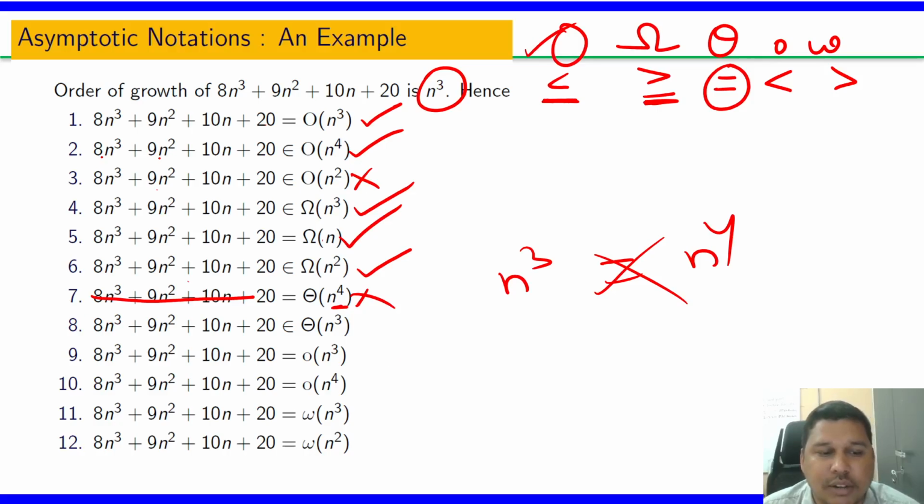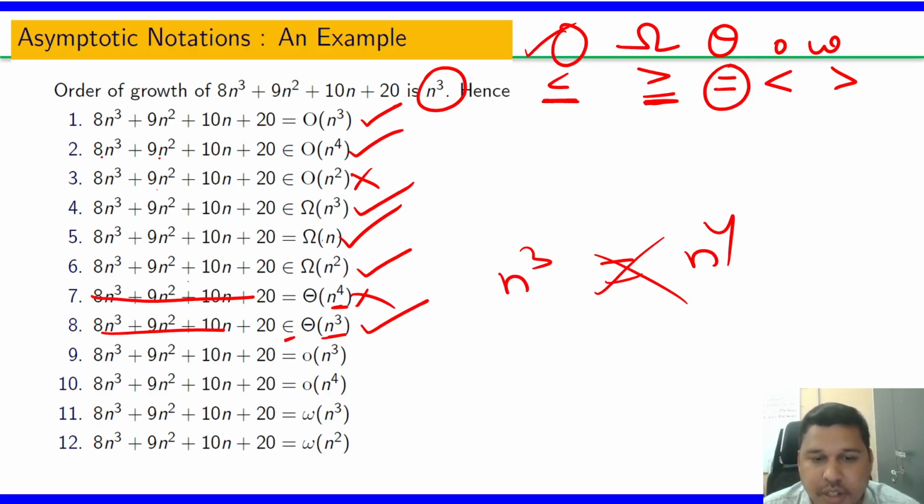Next, eighth one. Tell me, what about the eighth one? True. Very good. Because this is n cube and n cube belongs to n cube. This is equal to, meaning belongs to can also be used here. Okay, this is true.